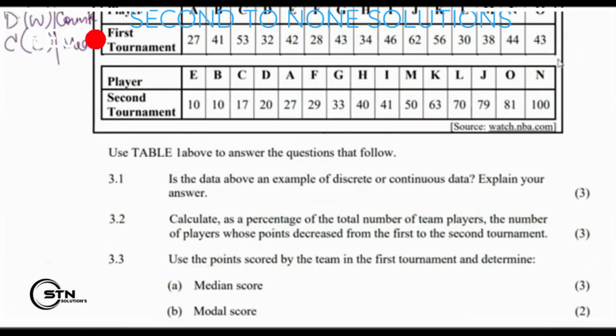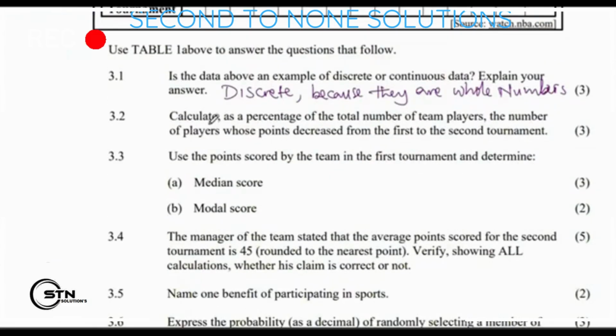So this is what we say. Someone said it's discrete because they are all numbers. Discrete because they are all numbers. Someone would have said because they are counted.